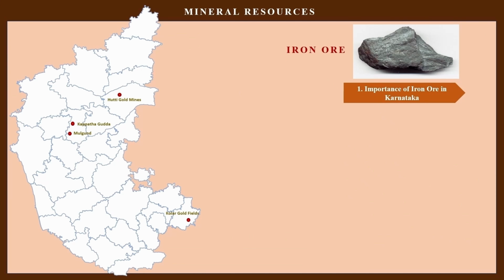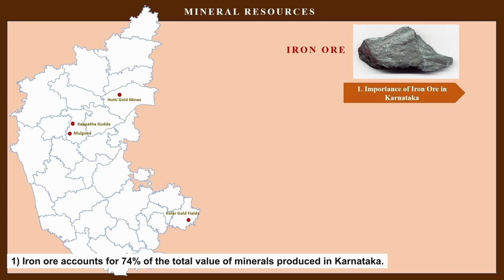Iron ore is the most important mineral produced in Karnataka. So I'll give you a few facts first, and then I will explain which are the regions as well. Iron ore accounts for 74% of the total value of minerals produced in Karnataka, which I showed you in the introduction slide also.